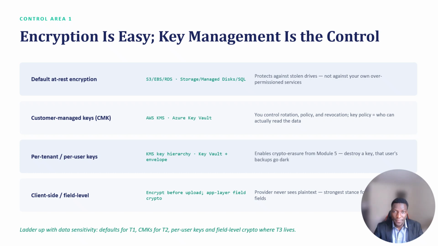costly. Now, match the rungs to the classification tiers from module 3, if you remember. Default for T1, then CMKs for T2, and per-user and per-field level is where T3 lives. If you remember, T3 was special category data, T2 was ordinary personal data, and T1 was general, non-sensitive data.